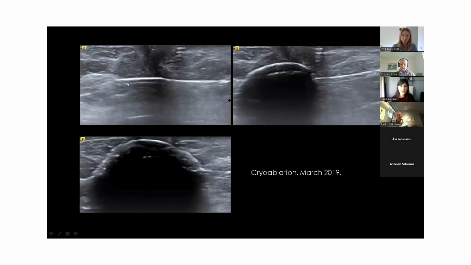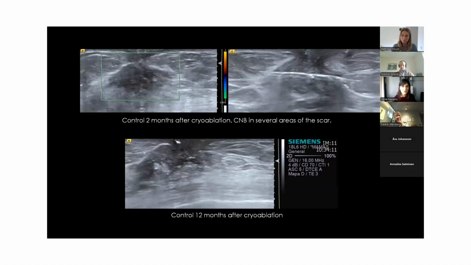This is the procedure, our needle, the ice ball. This was one of our first patients we did. And the procedure was successful. 2 months after, you can see the cryoablation bed. We confirmed with a biopsy that there were no tumor cells left in the cryoablation area, which we did during the first year that we started with cryoablation. We always did a biopsy of the cryoablation bed to confirm that we have destroyed the tumor. And same evolution 12 months later.